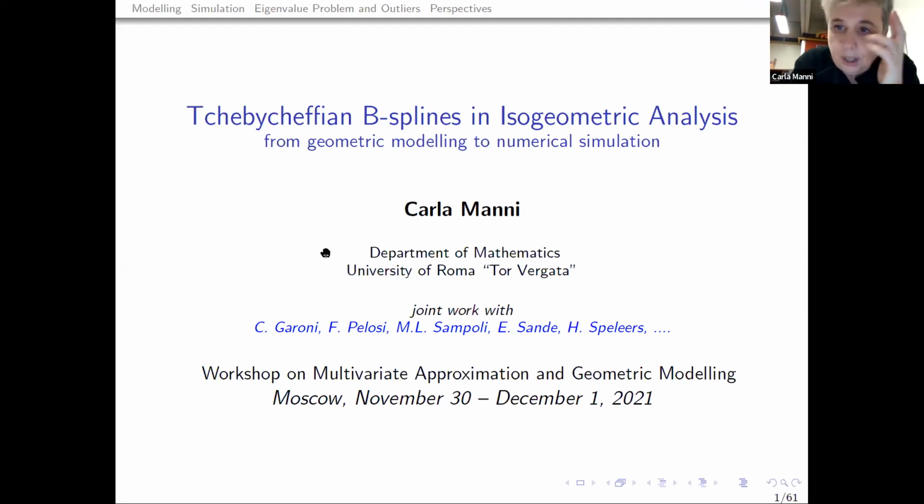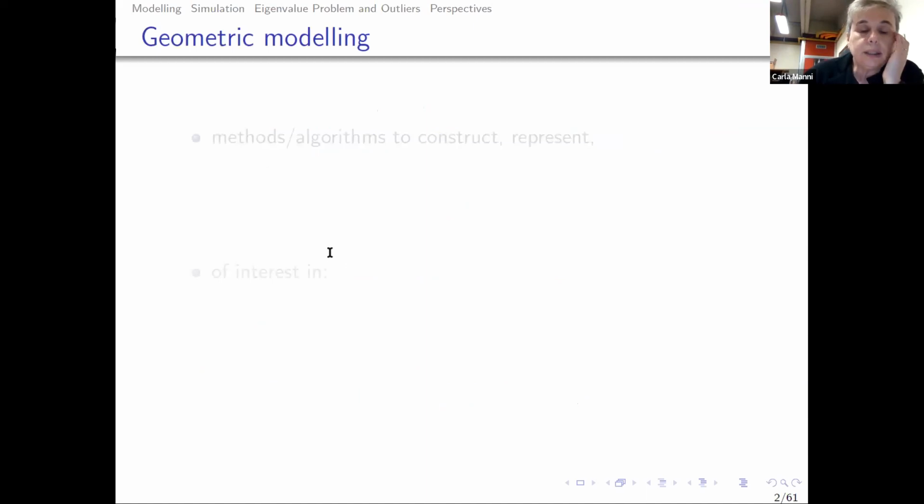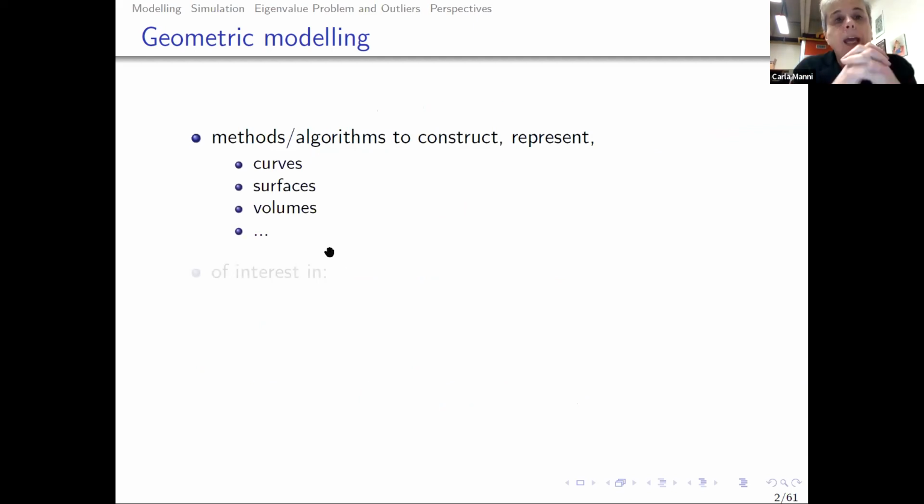I will thank Vlad and the organizer for inviting me to this workshop, and I will present some general, quite introductory material about the use of classes of splines, actually Tchebycheffian splines, in isogeometric analysis, which is a general paradigm, a general environment for the numerical treatment of PDEs. What I'm going to present is based on several works with several collaborators. Here I just mention my colleagues in Roma, Carlo Garoni, Francesca Pelosi, Maria Lucia Sampoli, who is actually not in Roma, but still we have a strong collaboration, and then Espen Sande and Hendrik Speleers.